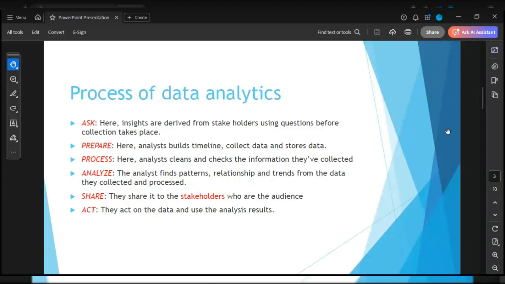You are able to collect data and you are able to store that data. What do we mean when we say building timeline? Building timeline is just the same thing you do when you want to embark on a particular journey. In that journey, you will tell yourself the necessary things you need to become successful.